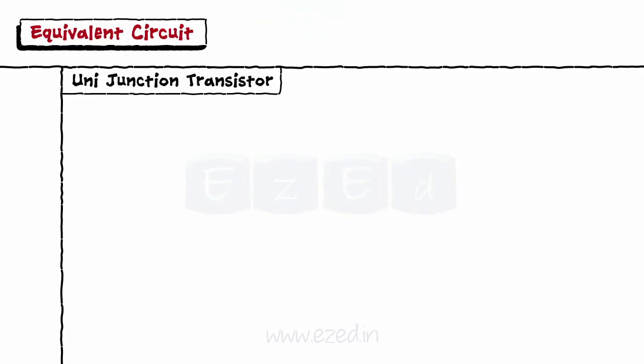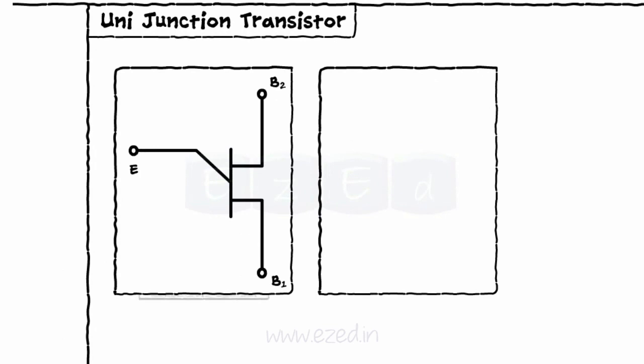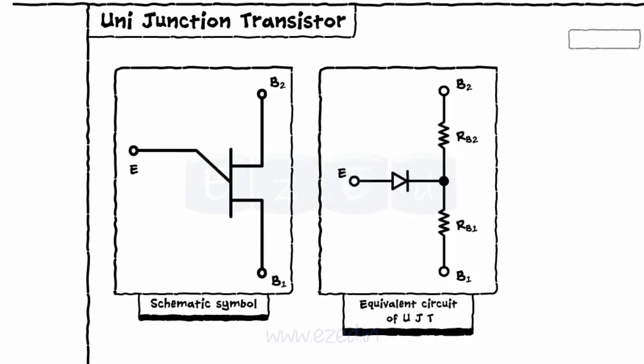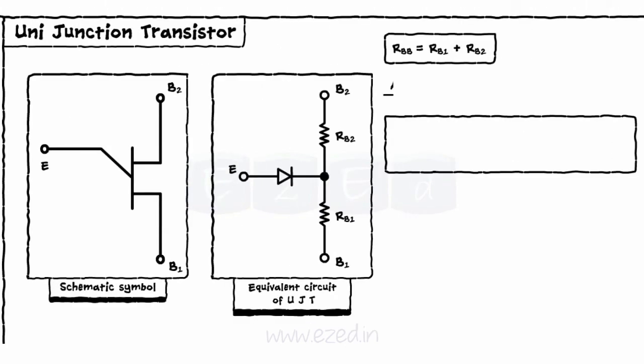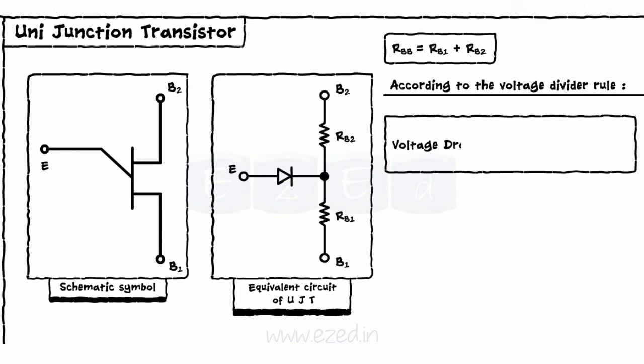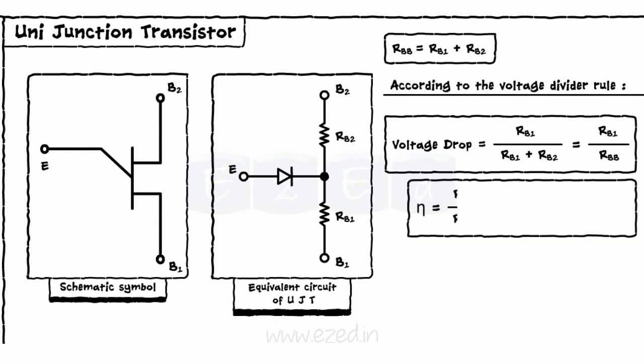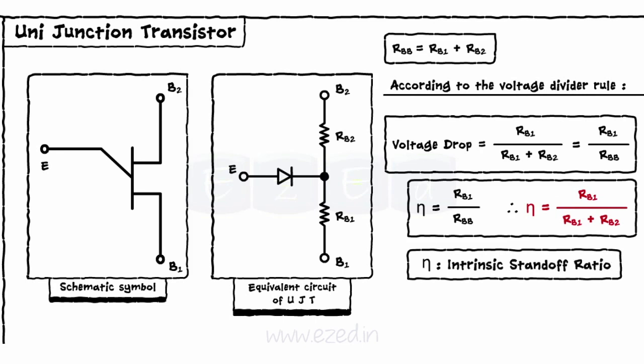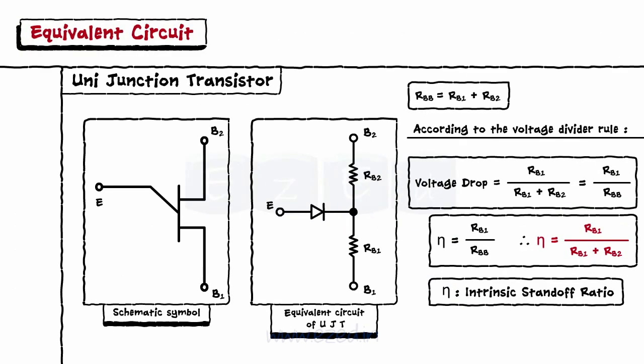The equivalent circuit of the UJT contains a PN junction diode at the emitter. The total resistance of the UJT is RBB equal to RB1 plus RB2. According to the voltage divider rule, the voltage drop across resistance RB1 is RB1 upon total resistance into voltage VBB. But the ratio RB1 upon RBB is called the intrinsic standoff ratio and is represented by the symbol eta.